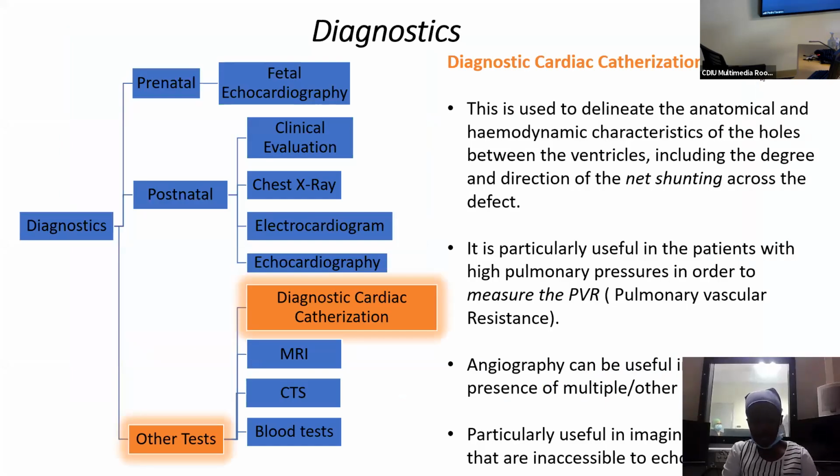So there are other tests that are done, but they are not critical to the diagnosis of the VSD. Cardiac catheterization is one of them, and nowadays it is not used so much for diagnostic purposes. The main reason you would do this is in patients that have pulmonary hypertension, because you want to measure pulmonary vascular resistance, and also it is useful in assessing the reversibility of the pulmonary hypertension. This information is important because it will guide the interventions or management of the patient.